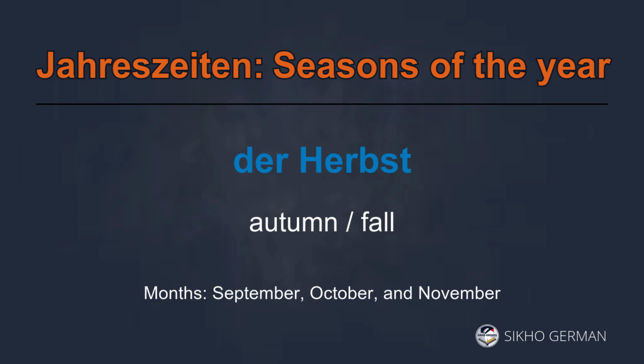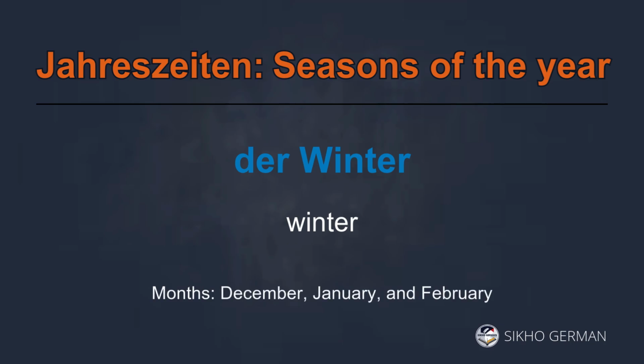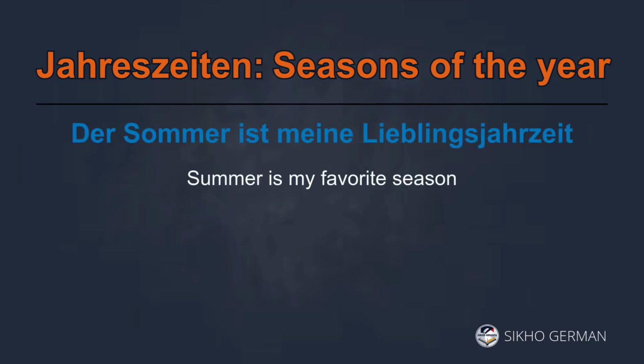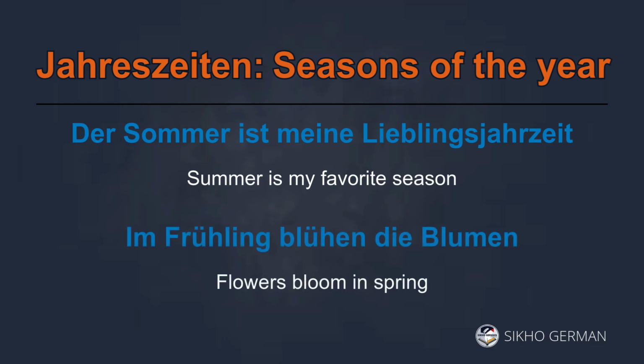The next season is der Herbst, autumn or fall, which includes September, October, and November. The fourth season shown is der Winter, winter. This includes the months December, January, and February. In winter, it's cold, and many places have snow. Let's see these in sentences. We say, Der Sommer ist meine Lieblingsjahreszeit. Summer is my favorite season. And im Frühling blühen die Blumen. Flowers bloom in spring. Notice here we use im Frühling with the dative article for the season.